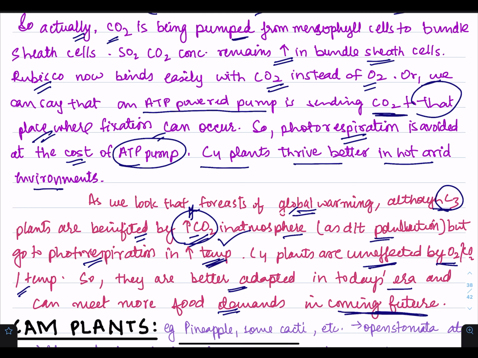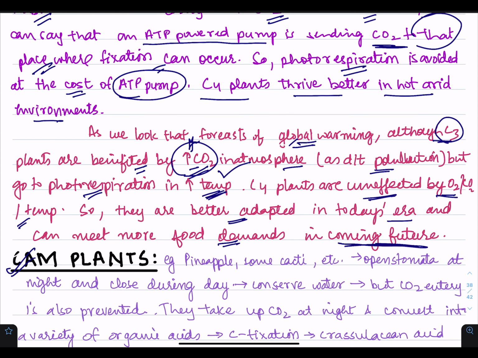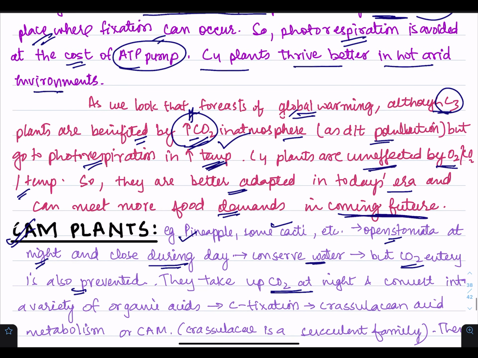Okay, I hope you have understood the functioning of C4 plants. Now, what are CAM plants? Examples of CAM plants are pineapple and some cacti. They open stomata at night and close them during the day. This is how they conserve water. But carbon dioxide entry is also prevented. So they take up carbon dioxide at night and convert it into a variety of organic acids. This is their way of carbon fixation.